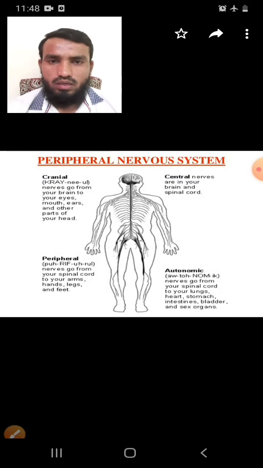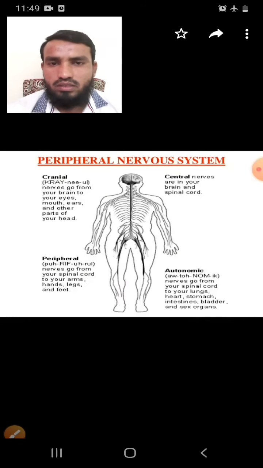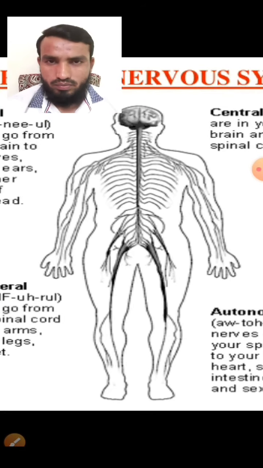Now we will move towards the next slide. That is very important, and that is the nerve cell. Up to here, so many times we have said the words nerve cell or nerves, cranial nerves or spinal nerves, and we have seen the structure also. These nerves are spread all over our body. So now the question arises: how are these nerves made?